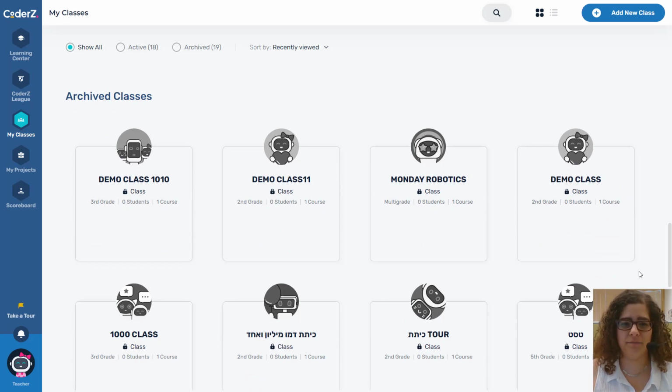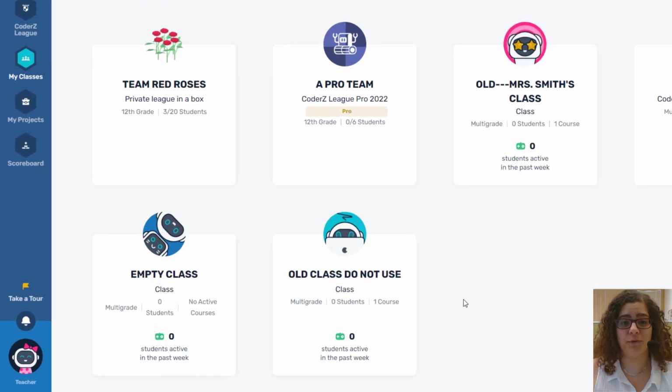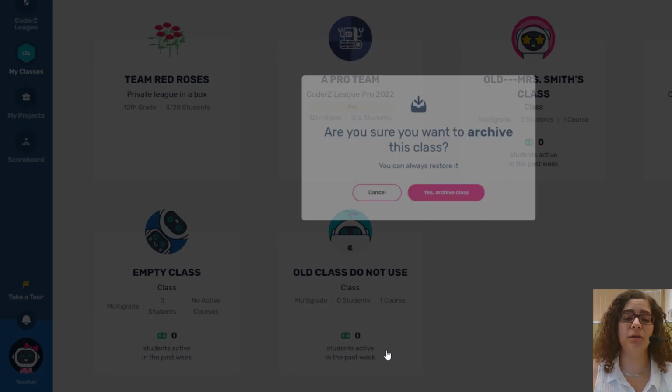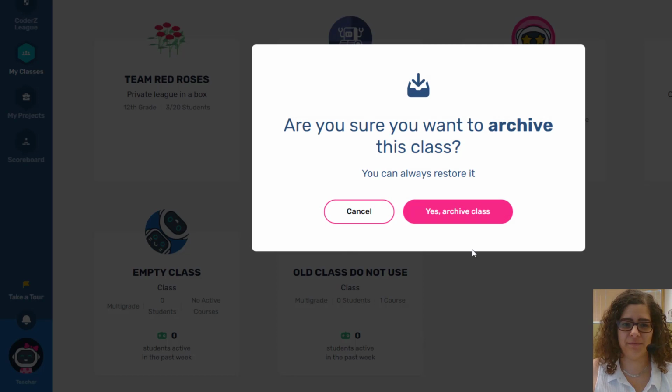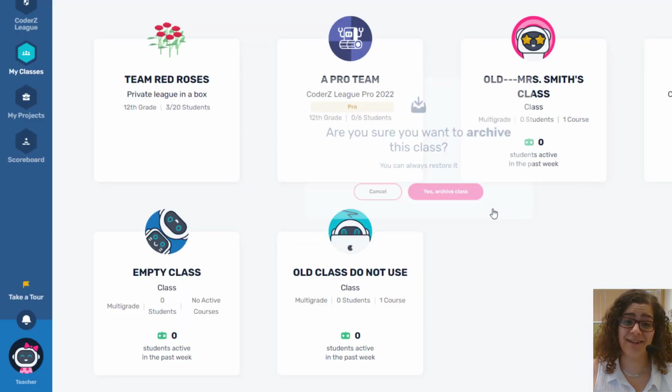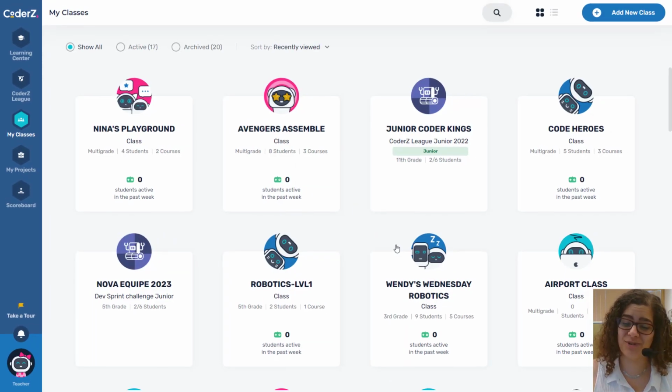grayed out. Please be sure to double-check before archiving a class, since students who are enrolled to a class that is archived will no longer have access to its courses. Also, please note that archiving a class does not release the licenses or seats used by its students.